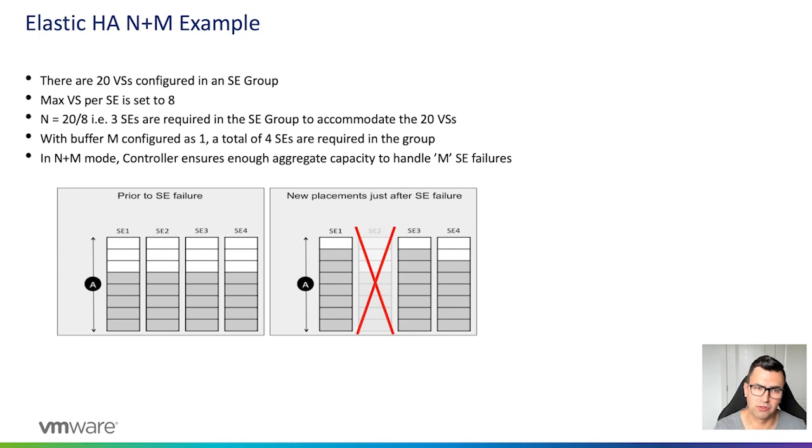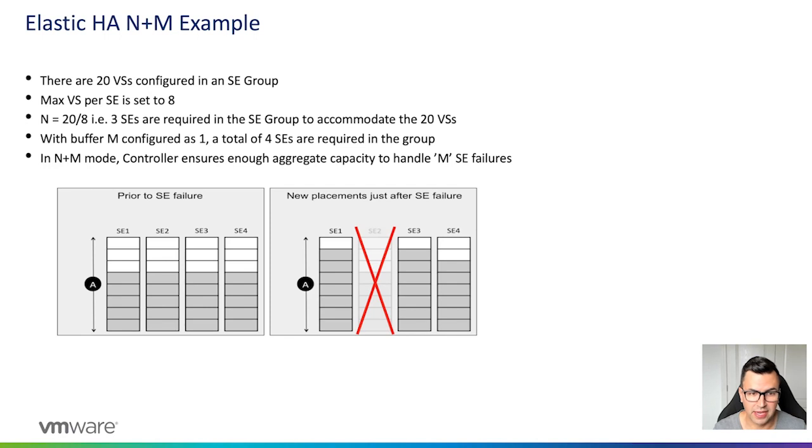We have 20 virtual services configured in a service engine group. Because we have configured the maximum of VSs to be 8 per SE, that leads us to have N equal 20 divided by 8. We're going to need 3 service engines in order to accommodate those 20 virtual services. Now, if we want to have M, a buffer, of 1, then we're going to add 1 service engine to those 3. In total, we have 4 service engines required in the group to deliver the services for those applications.